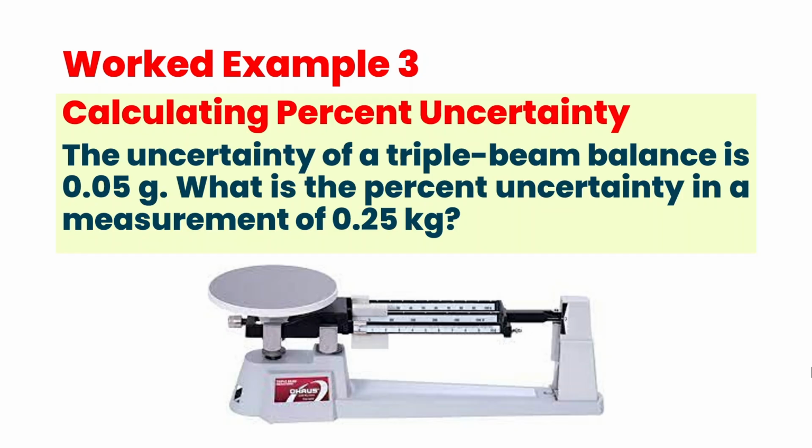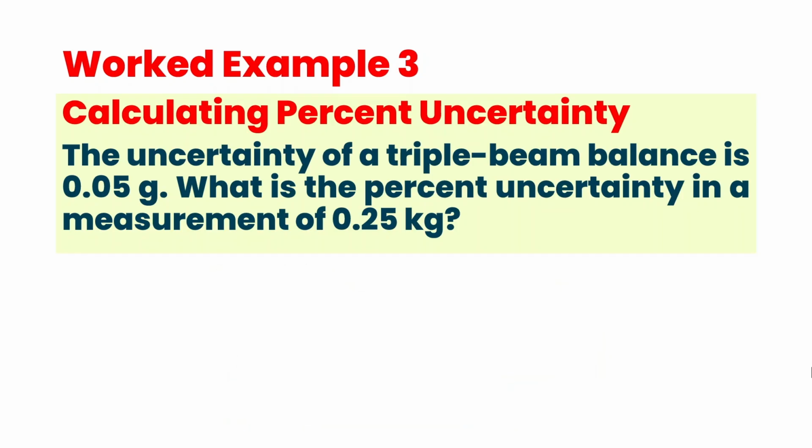But if you notice, the two measurements are in different units. One is in grams, one is in kilograms. So first, we have to convert either of the two. I decided to convert 0.25 kilograms into grams. If you want to convert 0.05 into kilograms, the answer would be the same. So what if 0.25 kilograms is converted into grams? That would be 250 grams.